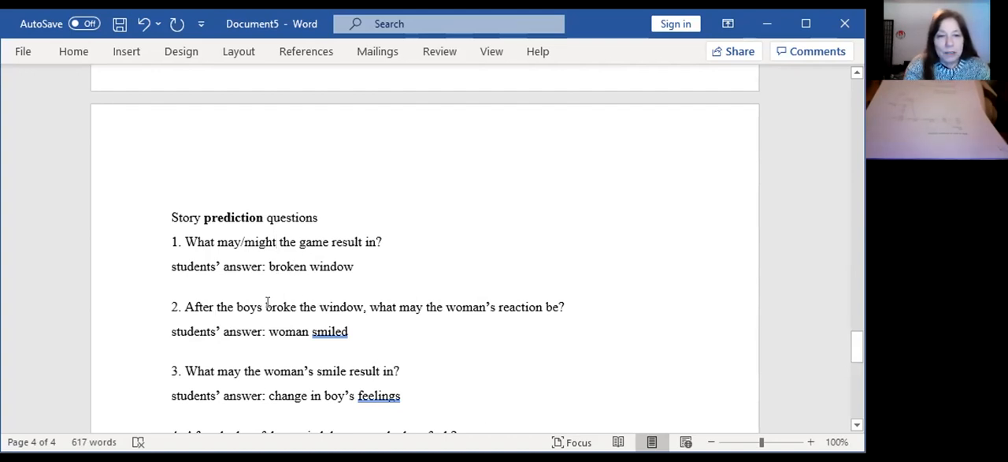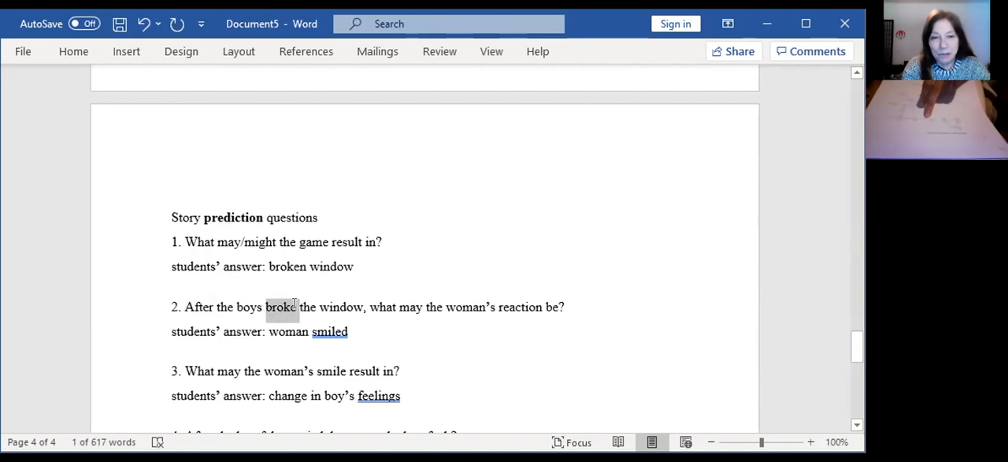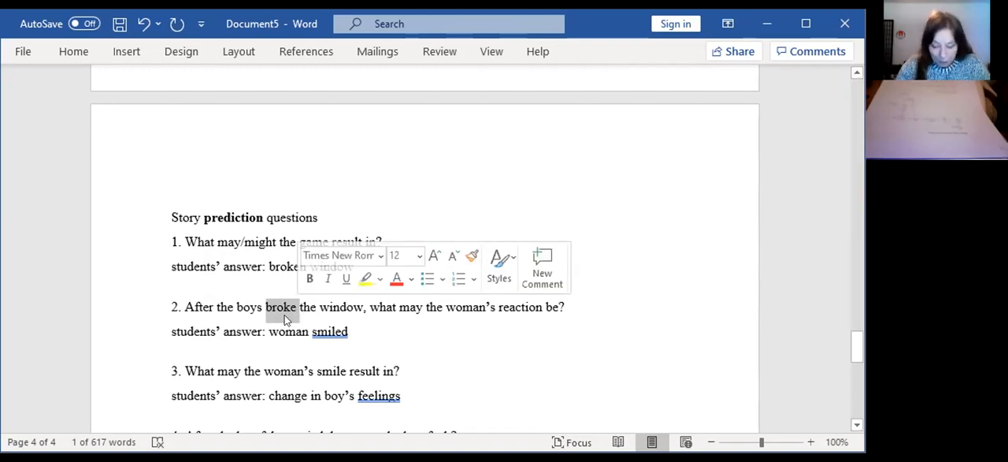Broken window. After the boys broke the window, what was the woman's reaction if it's broke? This is hypothetical. It's not real. It didn't happen yet. It hasn't happened yet. They're just predicting it. So you don't say broke, this after is in the future, really. Because this is before they read the story. They're predicting what's going to happen in the story in the future when they read it. So you can't put past here. What should it be? Had broken.